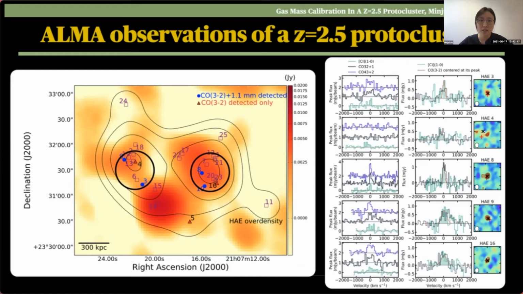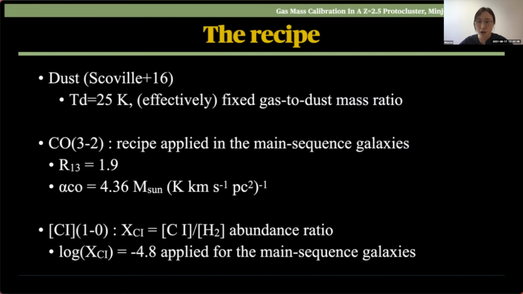We targeted this field with 2 pointings with ALMA, and we detected 5 galaxies in [CI] 1-0, CO 4-3 on top of CO 3-2, and continuum, which allows a comprehensive analysis of individual galaxies. So our hypothesis is to check whether the recipe applied in field galaxies can be applied to protocluster galaxies. So we use the exact same recipe applied for the main sequence galaxies, and here's the result.